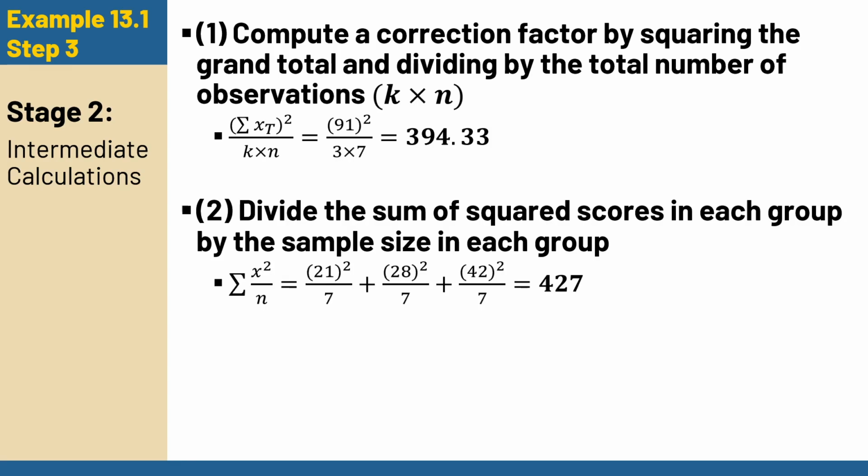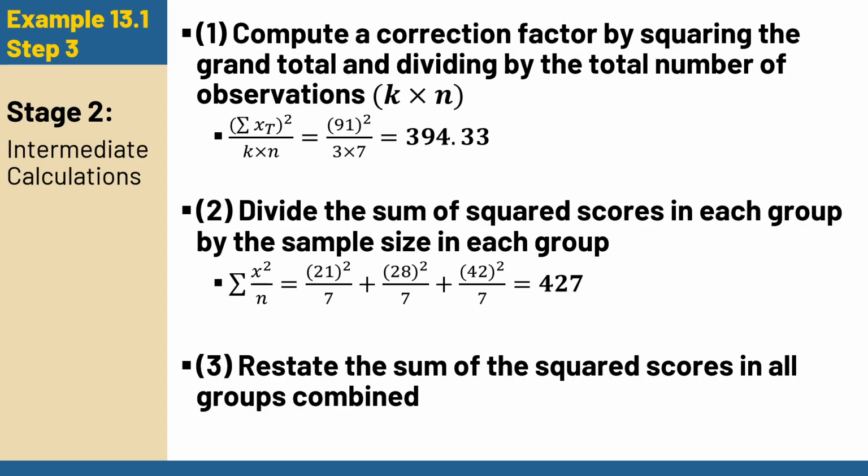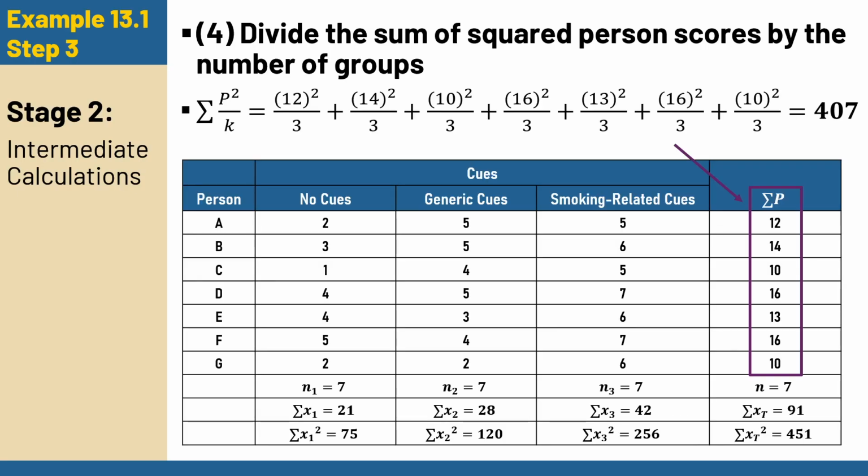And then we will start adding or dividing things here. I'm not going to spend too much time explaining all this. As per last week, pay close attention to the values listed on the slide and the notation to make sure that you get things right. Divide the sum of squared person scores by the number of groups. The key thing here is that the sum of P refers to the sum total for each person. In this case, this first value, 12, we acquire by adding 2, 5, and 5. So we take 12 squared divided by 3, because 3 is the number of groups. So P squared over K. Here, P just refers to each person score. So that's where that's coming from.